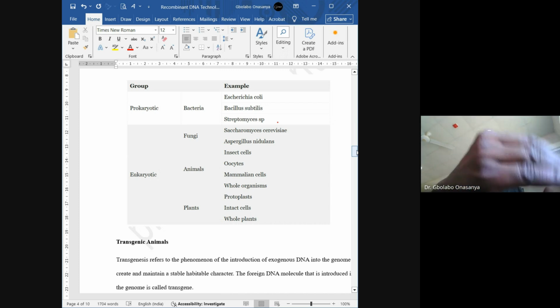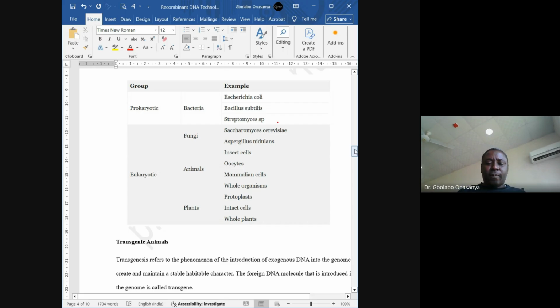All of us have prokaryote cells. If we want to use eukaryote cells, there is the oocyte, the egg that has just begun to grow. Oocytes are the eggs that you can fertilize. There are also mammalian cells, whole organisms, protoplasts, and insect cells. In plants, you can use cells or the whole plant as a host.